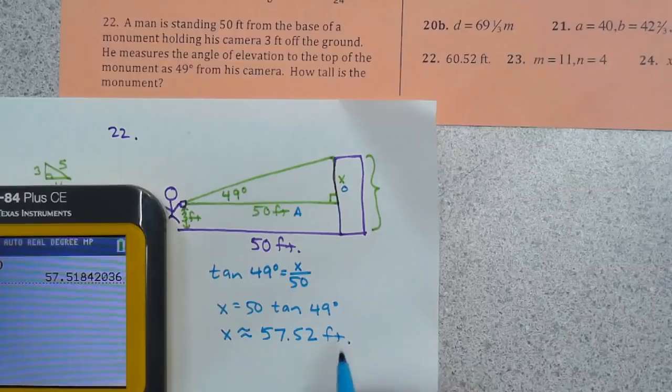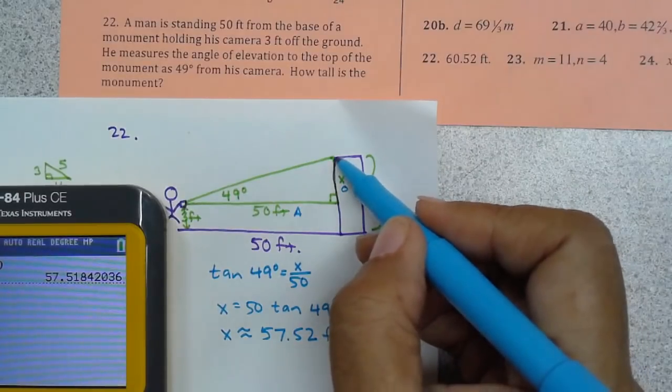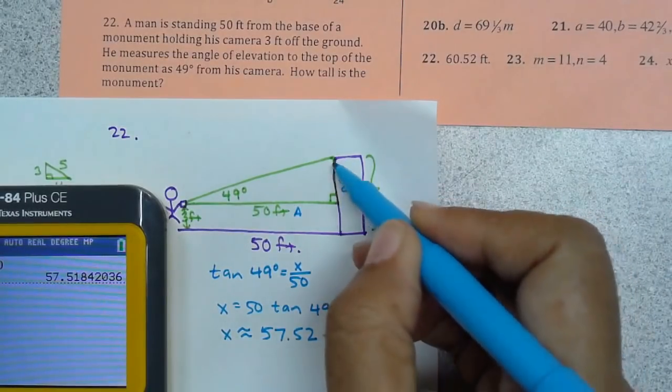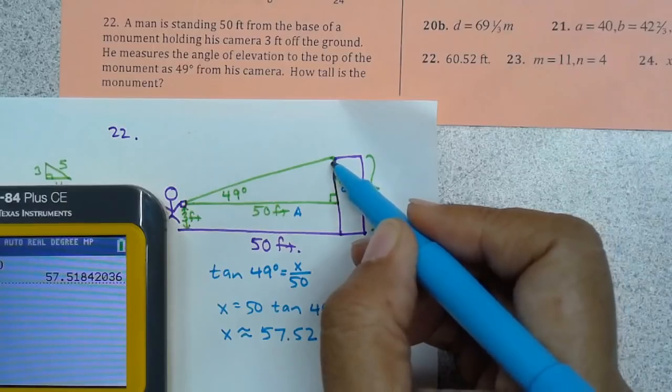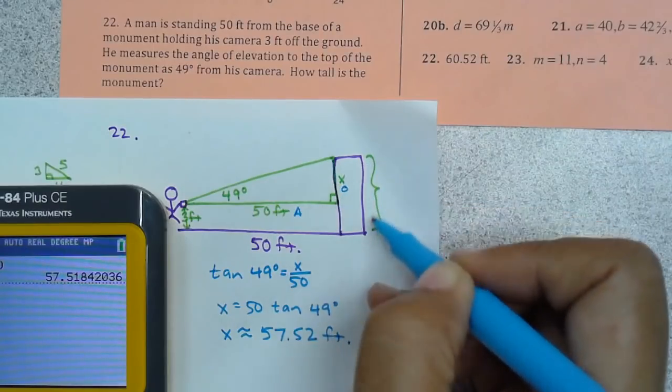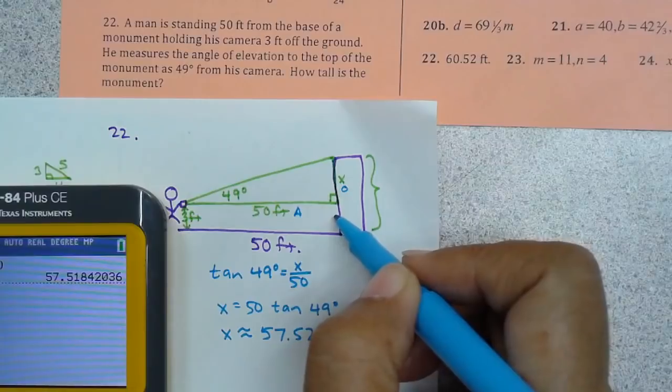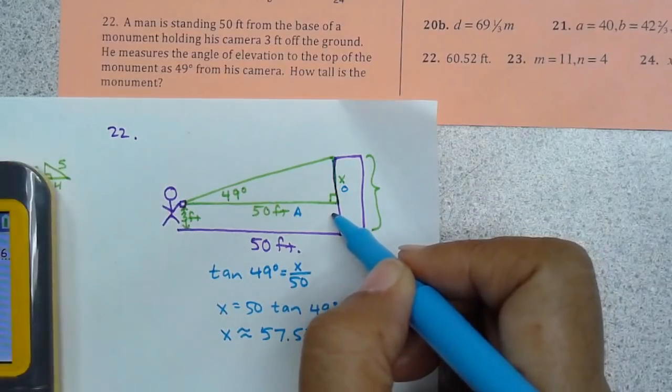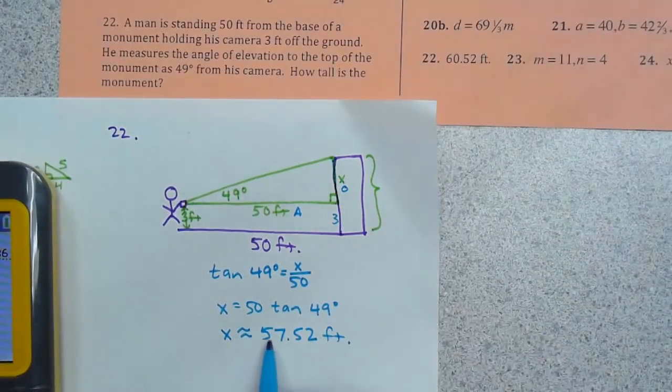Now that's not the answer because the answer is the whole length, and we only found x, which is this part right here. So in order to find the full length from here to here, we're going to have to tack on the 3 feet that is from the end. So I'm going to go ahead and add 3 feet to this to get a total of 60.52 feet as the height.